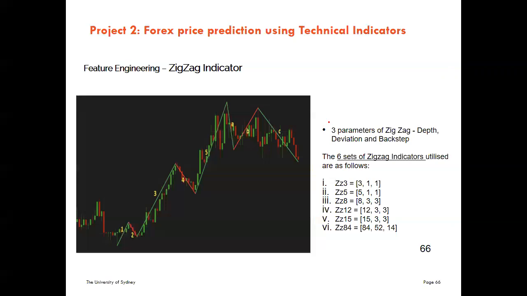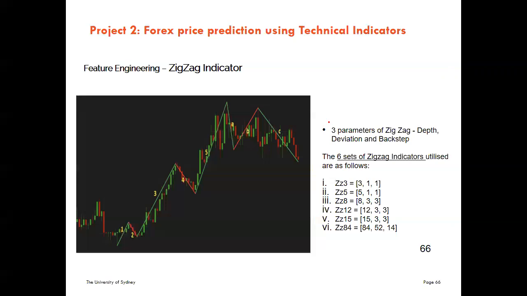Now, if you look at this one, these green and red candles are just the normal market data. These green straight lines are called zigzag indicators. So this is one indicator. We have normal market data, and then we have the indicators.